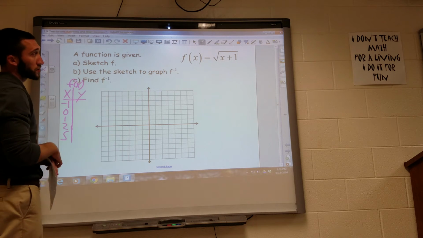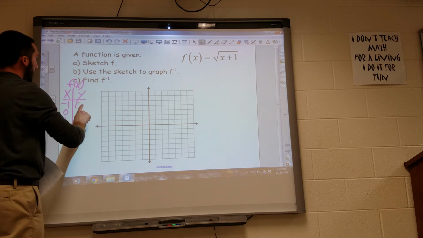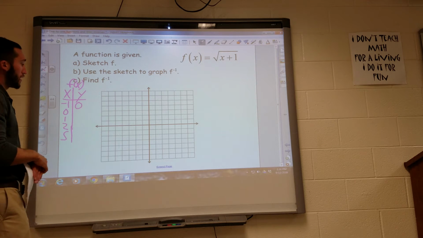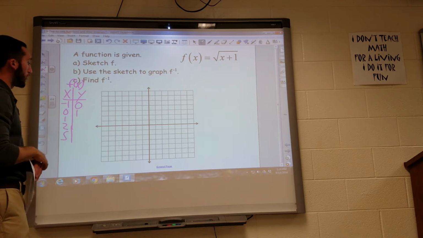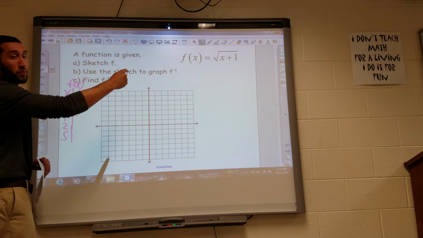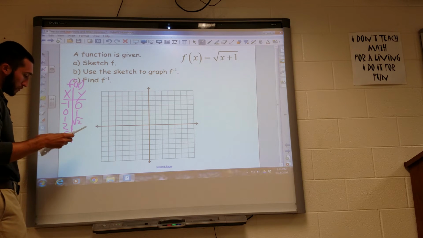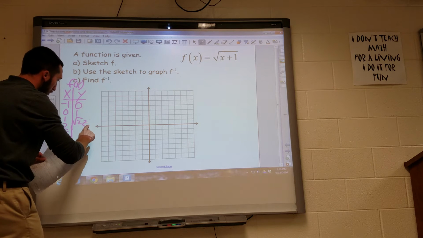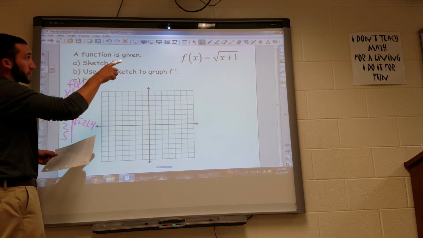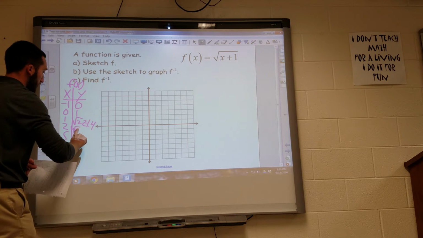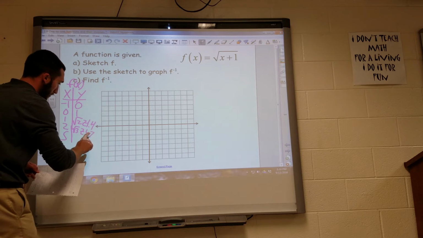So if I go ahead and plug these points in, negative 1 plus 1 is going to give me 0, so the square root of 0 is 0. If I plug a 0 in, 0 plus 1 is 1, square root of 1 is 1. If I plug a 1 in, 1 plus 1 is 2, square root of 2 is a repeating decimal, but it's about 1.4. If I plug a 2 in, 2 plus 1 is 3, that's the square root of 3, about 1.7.